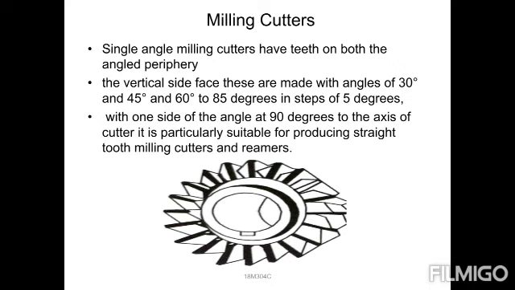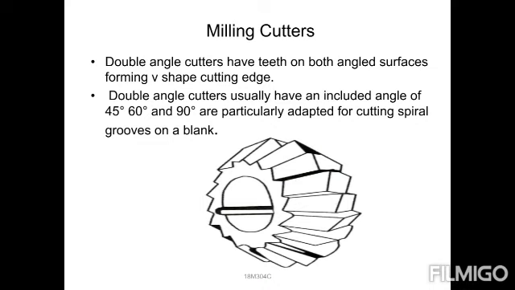Single angle milling cutters have teeth on the angle periphery and the vertical side face. These are made with 30 degrees, 45 degrees, 60 degrees and 85 degrees angles, in steps of 5 degrees, right? These are the available single angles. Only a single side angle will be produced, right?